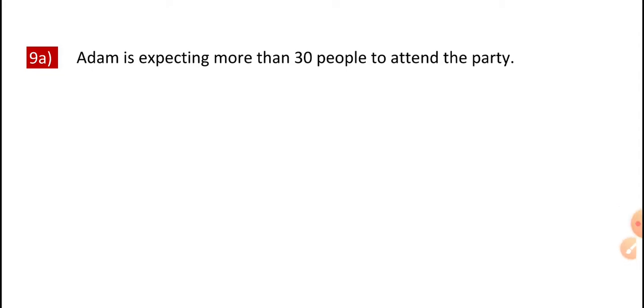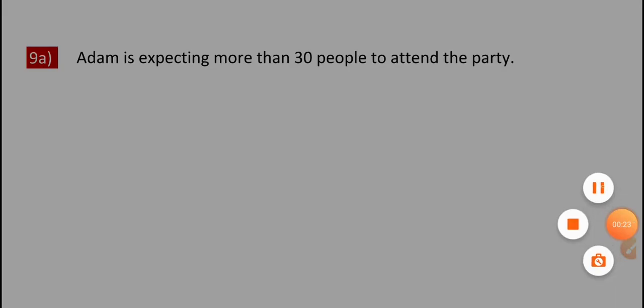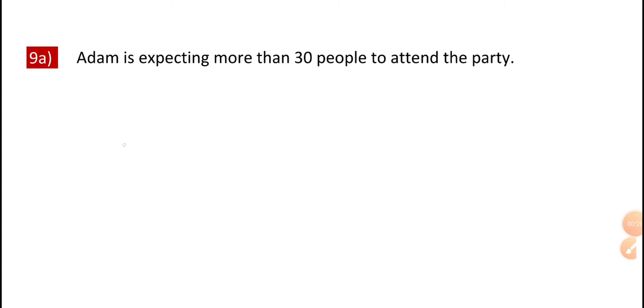Okay, with the next couple of questions, we're going to look at how inequality can be used in real life situations. For example, question 9a, Adam is expecting more than 30 people to attend the party. So, how do we represent this using inequalities? We can represent the number of people with P, and we know that the number of people has to be greater than 30. So, we can represent that with the following inequality.